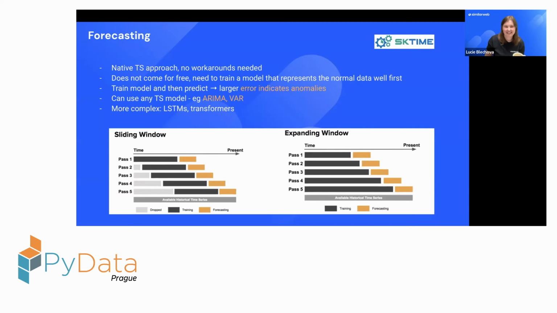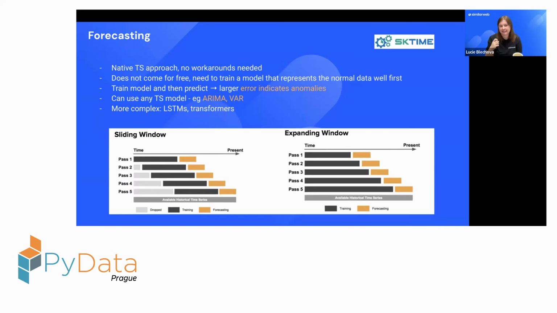The disadvantage is that it doesn't really come for free because you need to train your model, right? You need to have a good model first so that you can actually detect anomalies with it. Otherwise, it works very similarly as reconstruction. You will forecast and then you will check the error of your forecast. And where the error is largest, that's the supposed anomalies, because that's the pattern that is not in the data that the model wasn't able to train on.